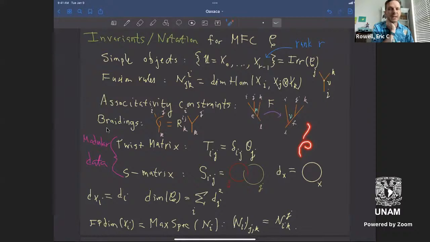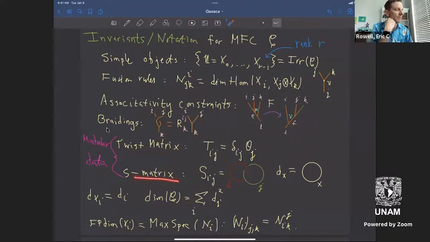Okay, so we don't think of these as being really strings. Instead, we think of them as being like ribbons. So they have a little bit of width. And so when I draw this, this is not the same as just a straight line. There would be some kink in it. And so it turns out to be a root of unity, which is this scalar here. So that's the twist matrix.